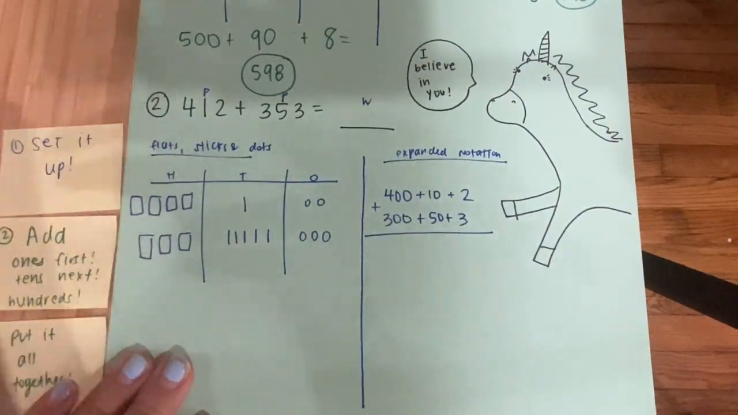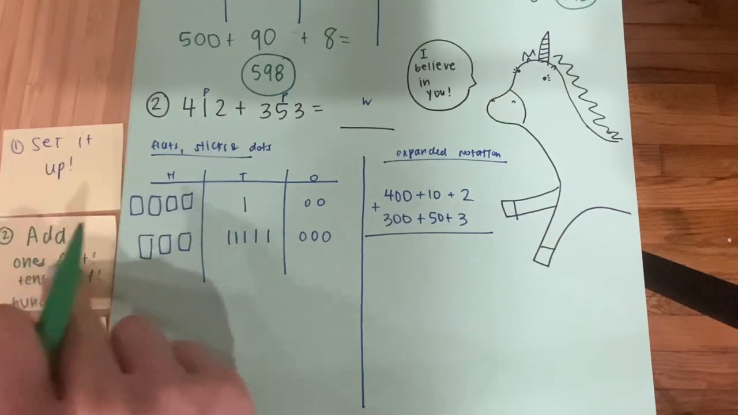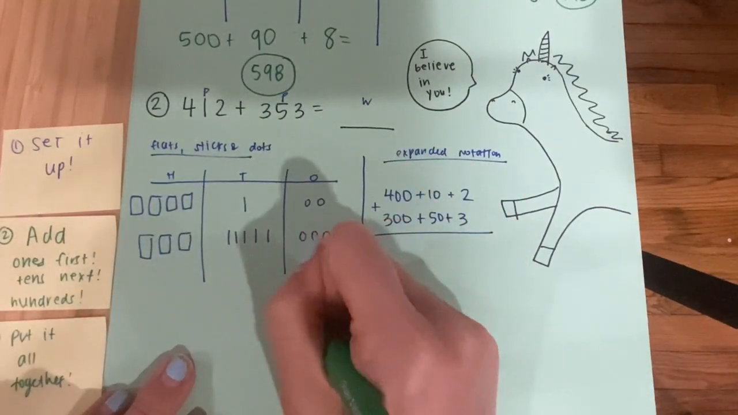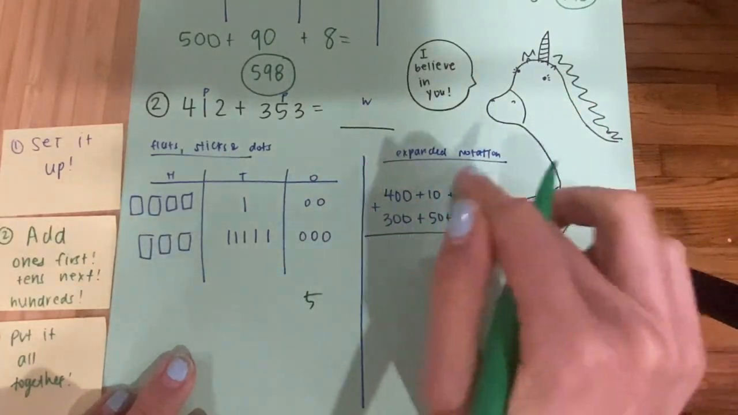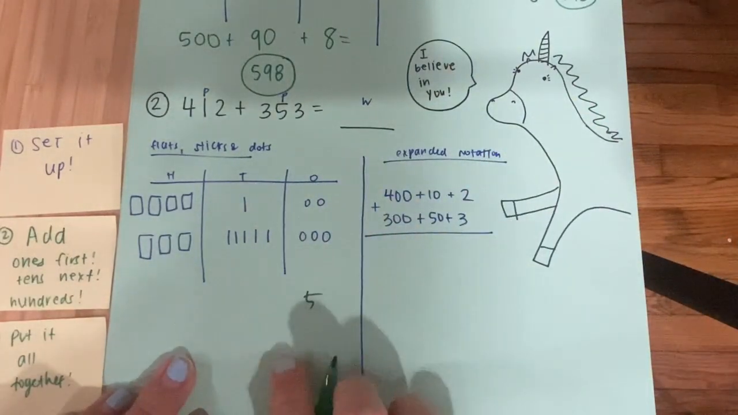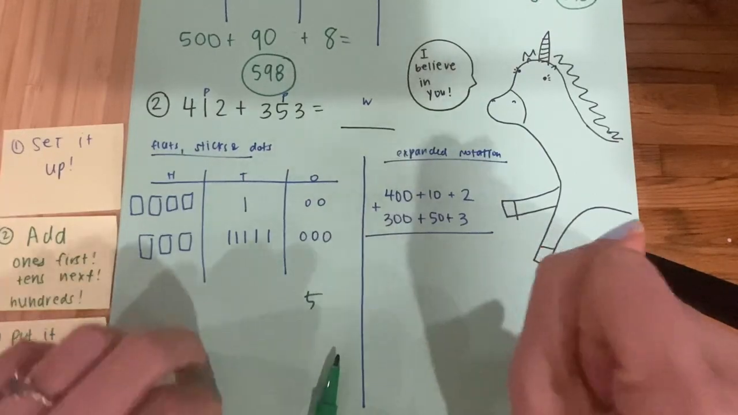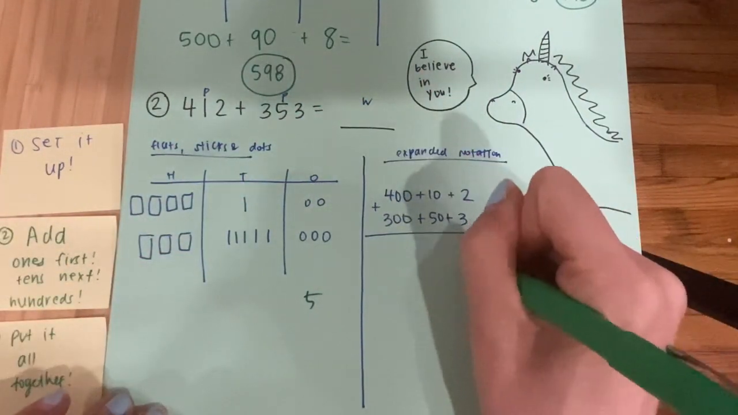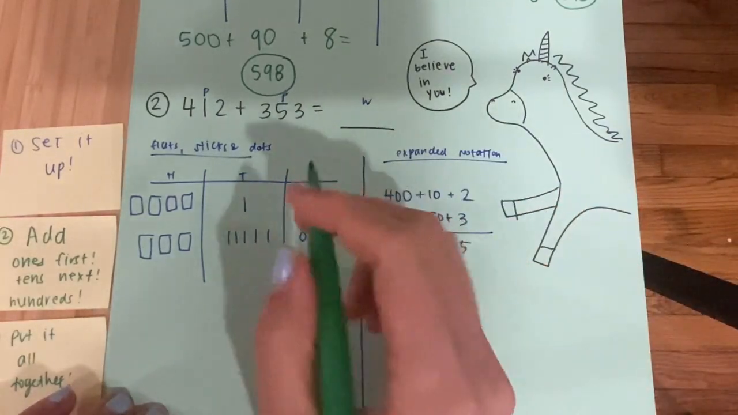Okay, the next step is to add my ones first. So I'm going to add my ones first over here. 1, 2, 3, 4, 5, 5. I'm going to add my ones first over here. 2, 3, 4, 5. It's 5 over here. Good, it's the same so far.